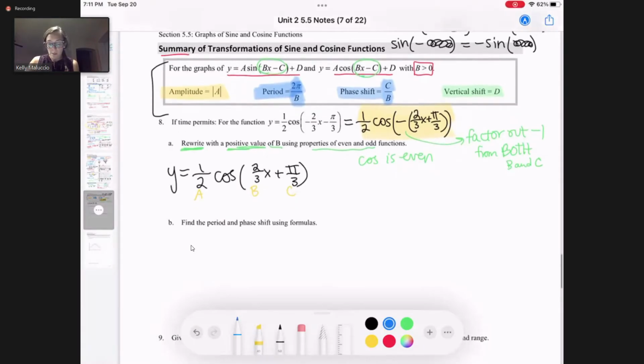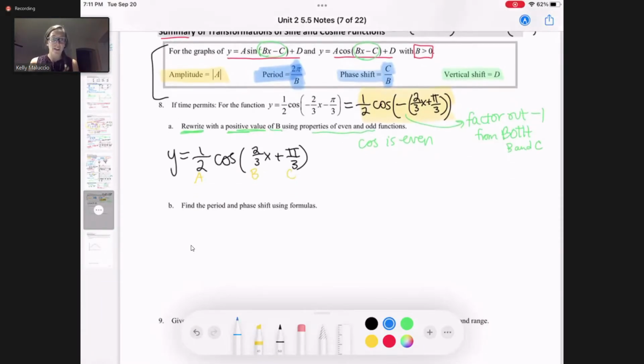We did part A. Part B is find the period and phase shift using the formulas that we have there. So we know that A is 1/2. I'm just going to rewrite these for us here. B is 2/3.